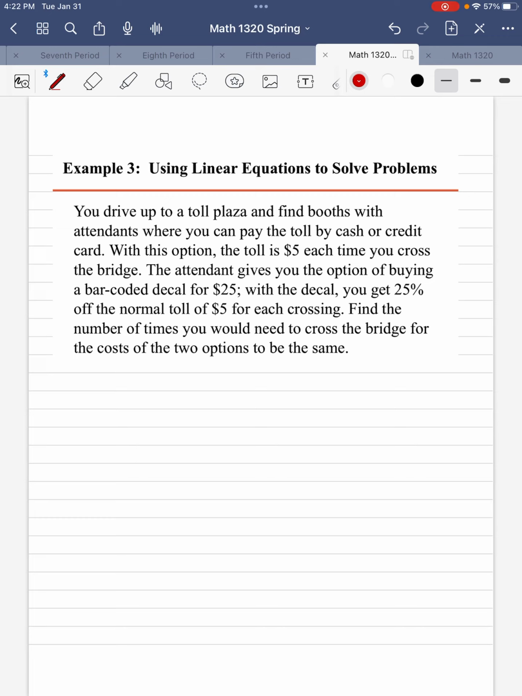So we're going to let x represent one of the unknown quantities. So x is going to represent how many times we cross that bridge, because that's what we want to know. We want to know how many times it will take for you to match paying each way and getting the little discount. So x is the number of bridge crossings.